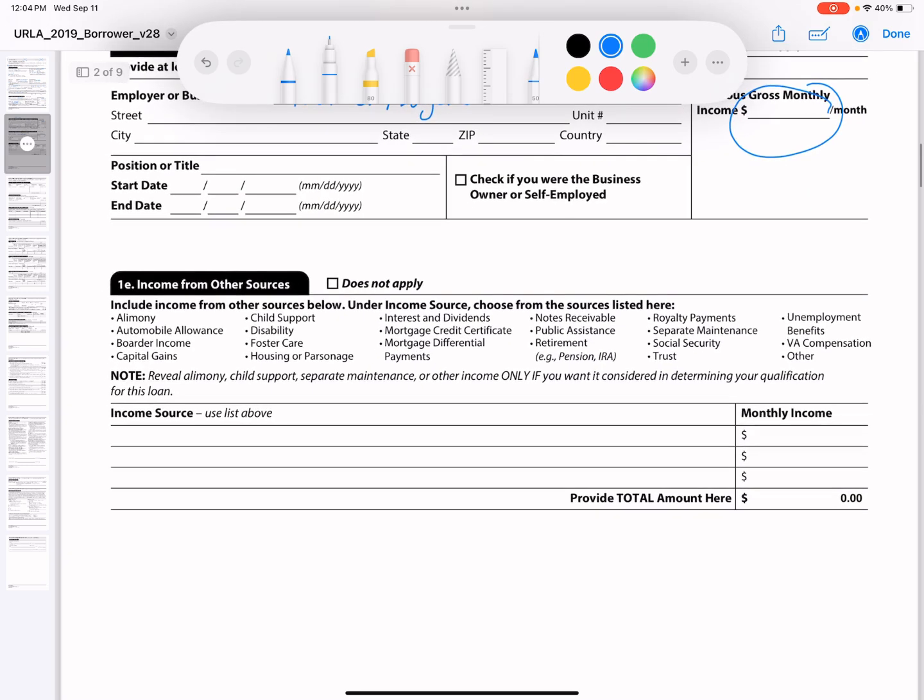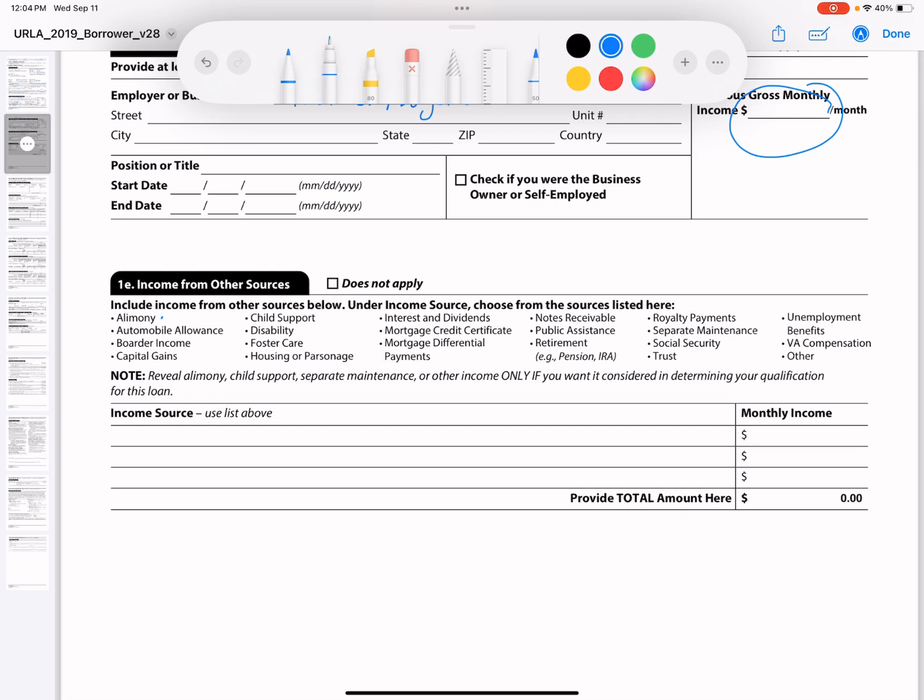Moving along, income from other sources. I've talked about this a little in previous videos, but here we have other sources of income that you can list on your loan application. I'll go through the most popular ones.